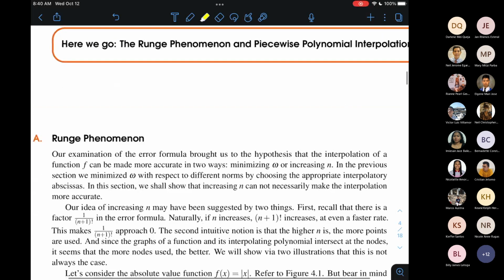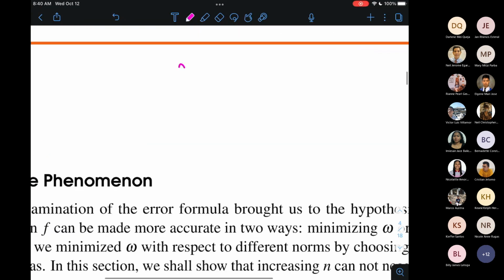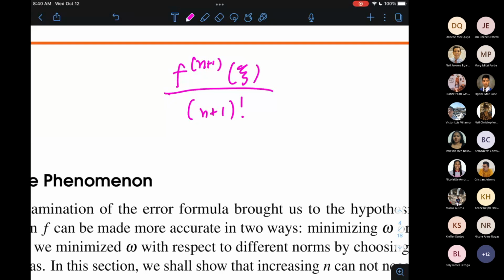Medyo mahaba yung title, pero umpisa natin, tingnan natin ano ba yung tinatawag natin na Runge phenomenon and how it happens. And this is rooted again on a minimization, or the minimization problem for the error term. Ito yung gusto nating pababain. And we will answer why hindi laging sufficient na pataasin si n. Alright? Kasi ano ba yung mangyayari kapag pinataas natin yung value ni n?